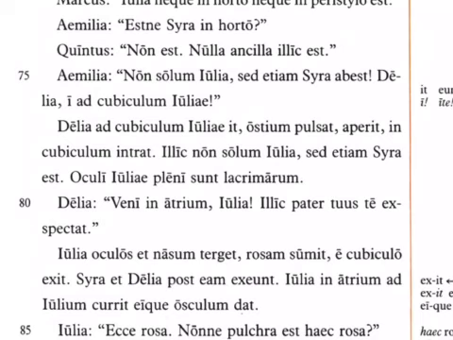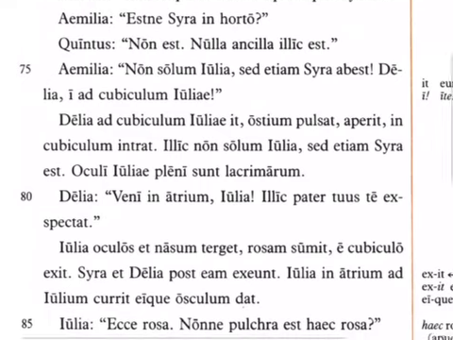Delia, i ad cubiculum Juliae. Delia, go to the bedroom of Julia, or go to Julia's bedroom. Juliae here is the genitive case, right? Showing possession. Delia ad cubiculum Juliae it. Delia goes to Julia's bedroom. Ostium pulsat, she knocks on the door. Aperit, she opens it. In cubiculum intrat, she enters into the bedroom.